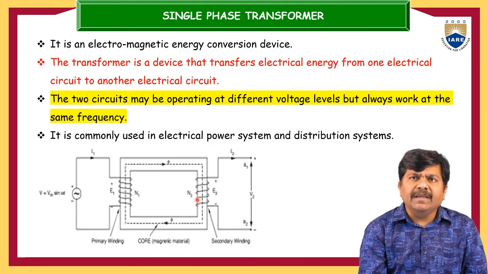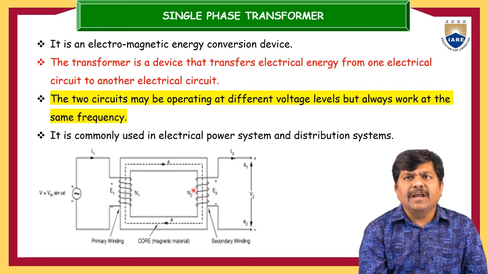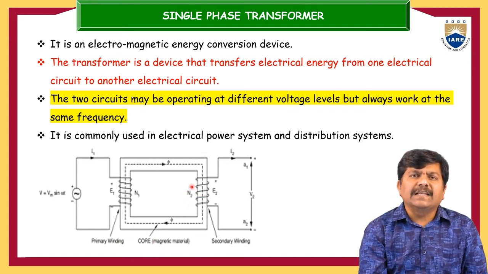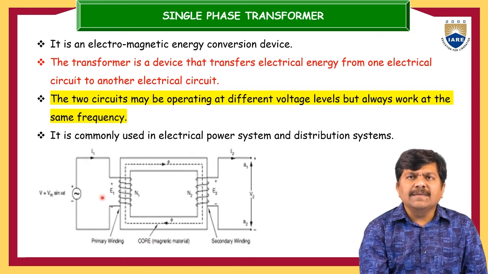So across the secondary winding, the voltage will be measured as V2, and the number of turns in the secondary winding is N2, which is the letter we are going to use to represent the number of turns in the secondary. Similarly, N1 is the letter we are going to use to represent the turns in the primary winding.